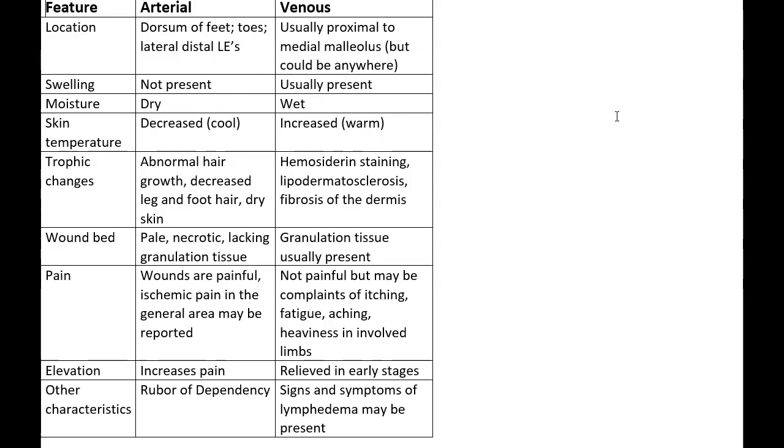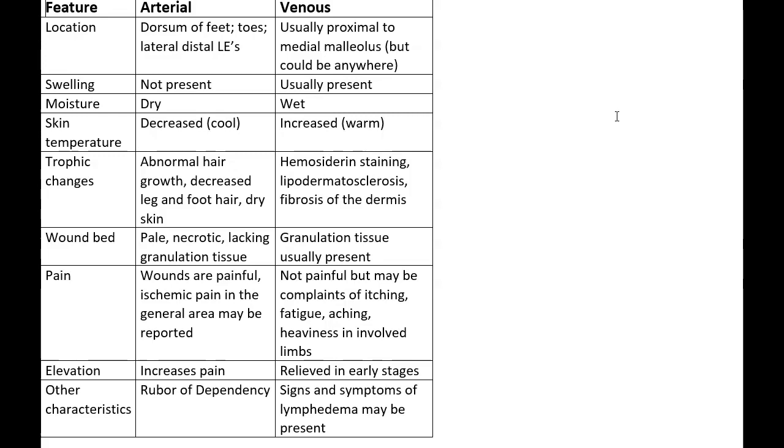With venous conditions, in the early stages of venous insufficiency and venous wounds, the edema, the swelling, may be relieved. Long-term chronic venous insufficiency and venous wounds, it's usually pretty static, as static as edema can be. But the big difference is elevation of a limb with somebody with a venous wound is not painful. It is with arterial.